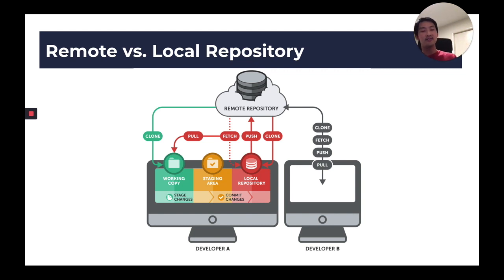Now you see on the developer B side, just going through the same sort of commands there: clone, fetch, push, pull. Just showing that GitHub allows multiple developers to work on one remote repository.